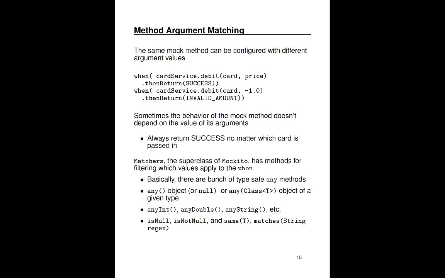There are a number of variations on the any method in Mockito. There's a zero argument any method that will match any object or a null object. There's also the any that we saw, which takes a class, which will match any object of a given type. There are also any methods for the primitive types, like any int and any double, and also any string for convenience. There are also matchers for null values, for matching not null values, and matching the same value as a particular object, as well as matching a regular expression for a string argument.